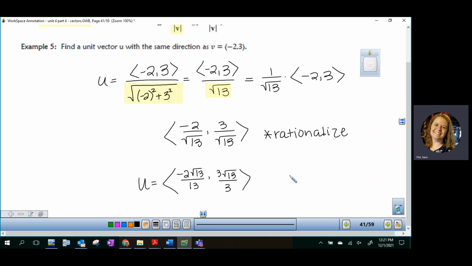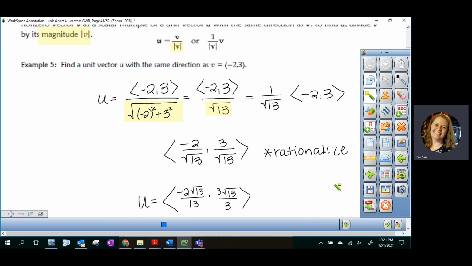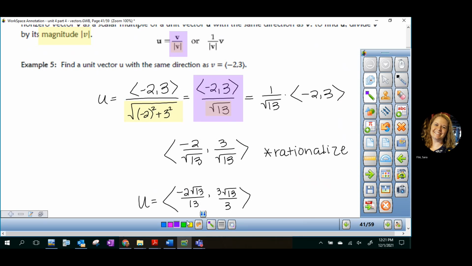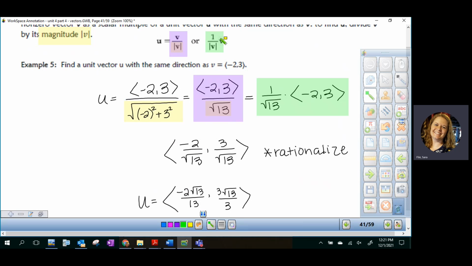Okay. I'm going to do just a quick little color code here so you can compare it to this. So what we did here, that was this. And then we rewrote it. If that is helpful, that's that format. So those match up to that.